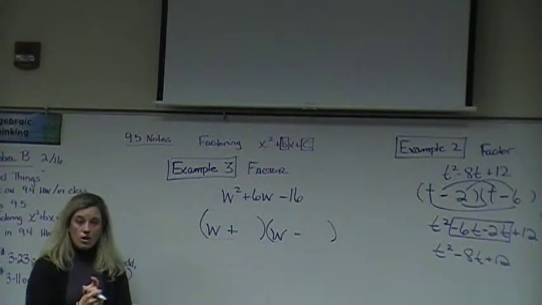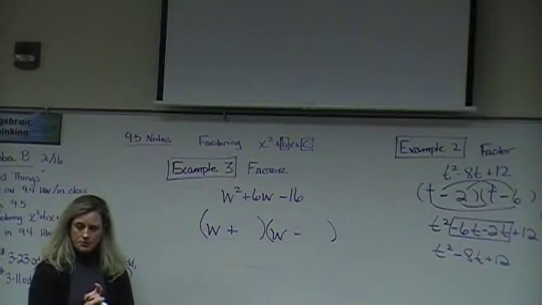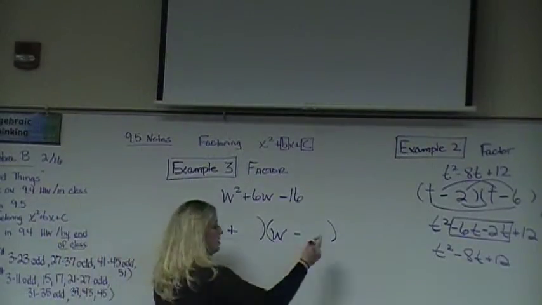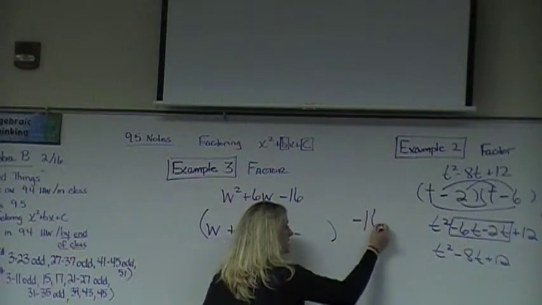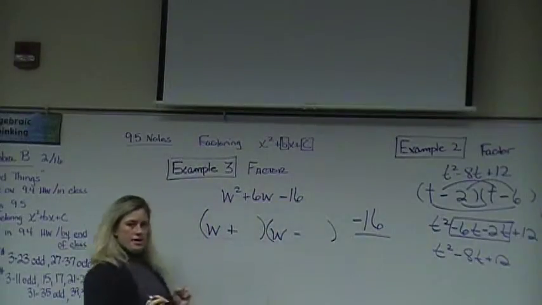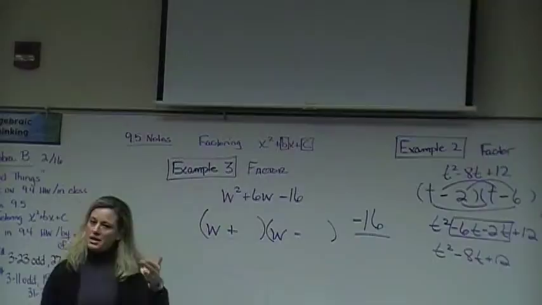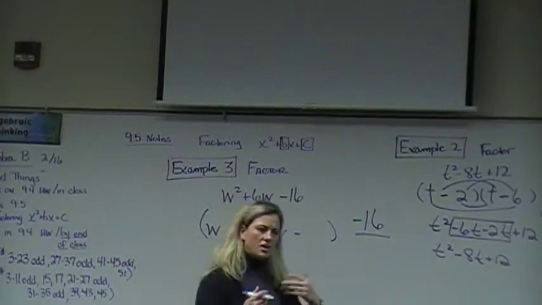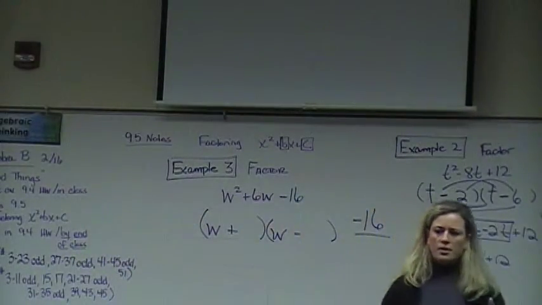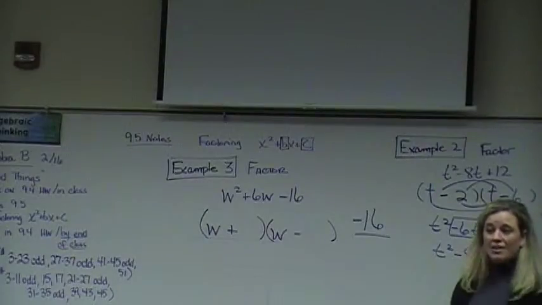Find factors of, right, Bailey? Find factors of what number? Negative 16, right, Jordan? We're going to come up with factors of negative 16. Okay, let's come up with factors. Now, this is where there's more combinations. Why do I say there's more combinations this time? Because they're opposite. Exactly, because they're opposite.